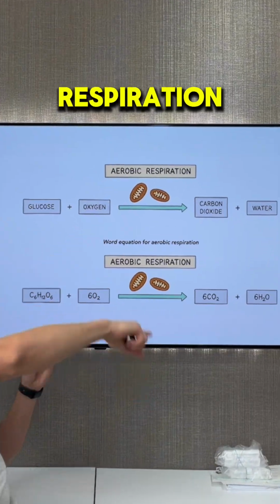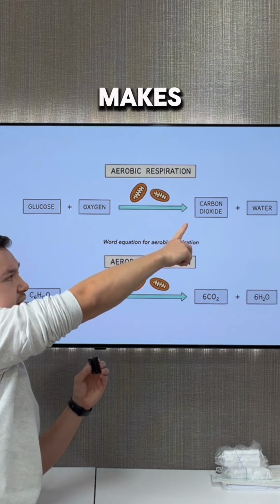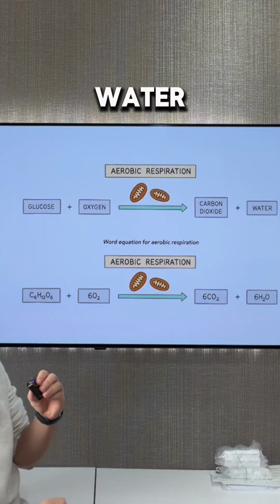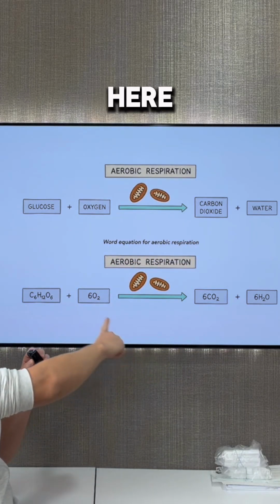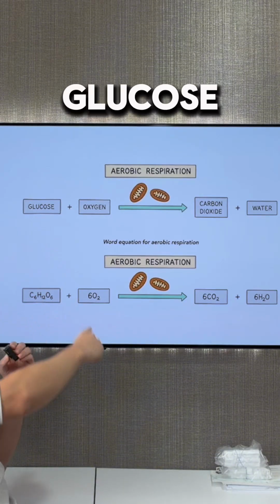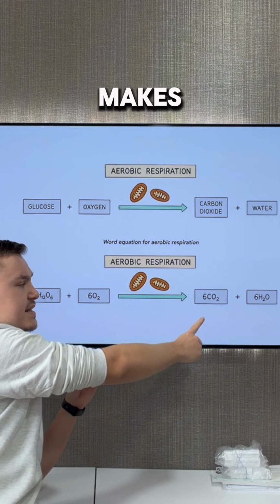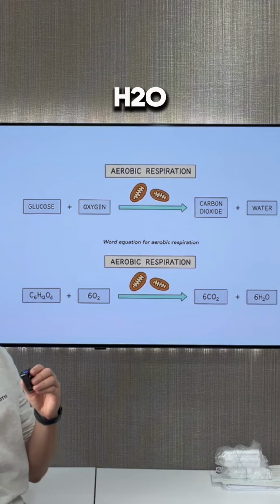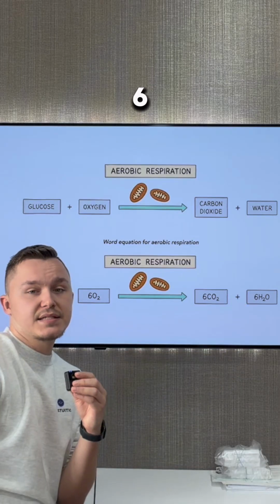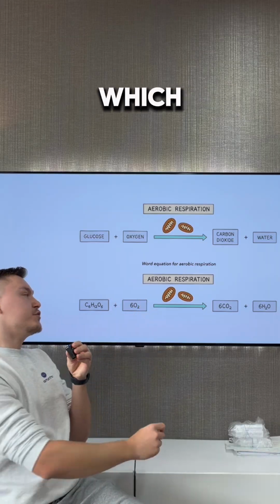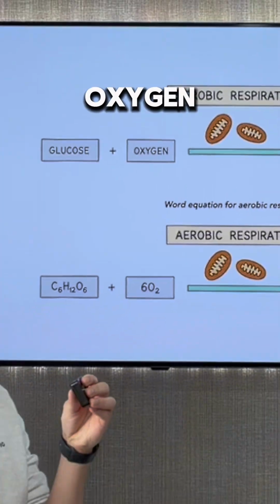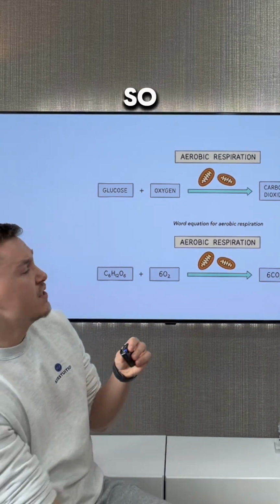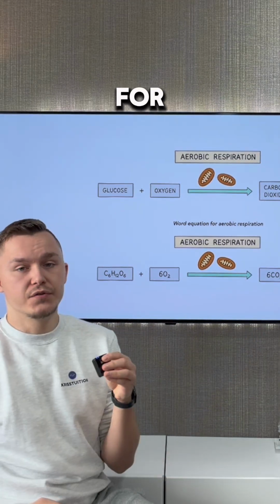And aerobic respiration is glucose plus oxygen makes CO2, carbon dioxide, and water. This is the chemical equation over here, C6H12O6, which is glucose, plus 6O2 makes 6CO2 and 6H2O. 6, 6, and 6. This is aerobic respiration, which means it's in the presence of oxygen, an abundance of oxygen. So therefore, this is the equation for it.